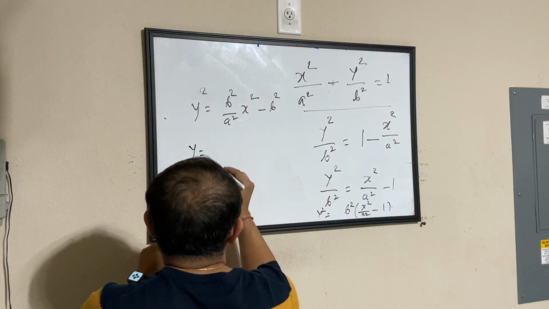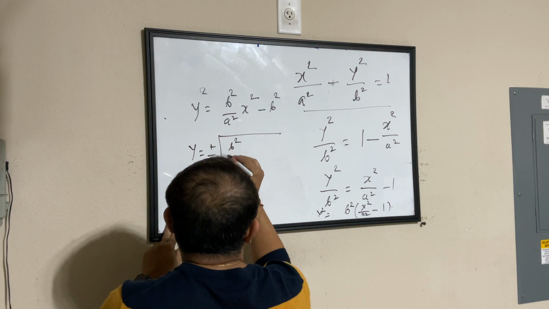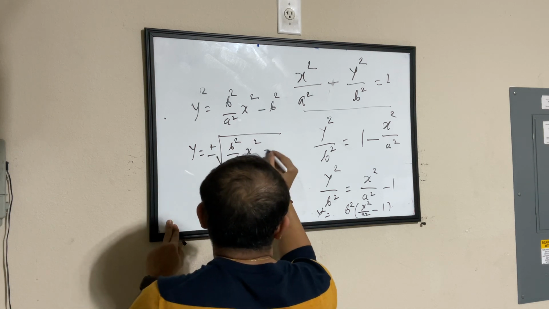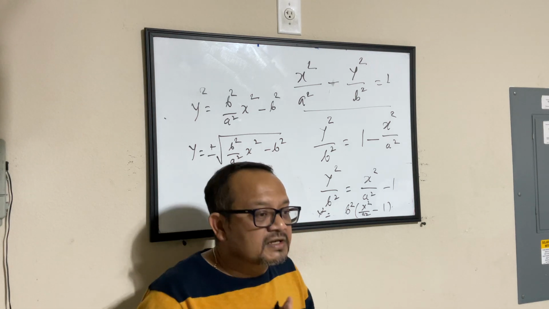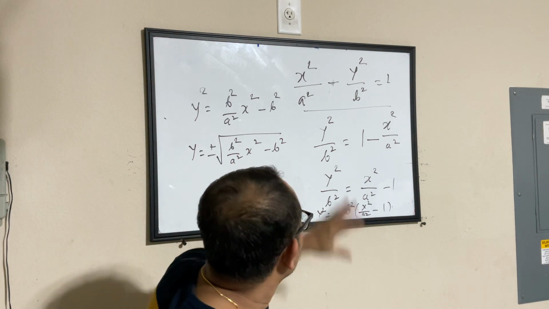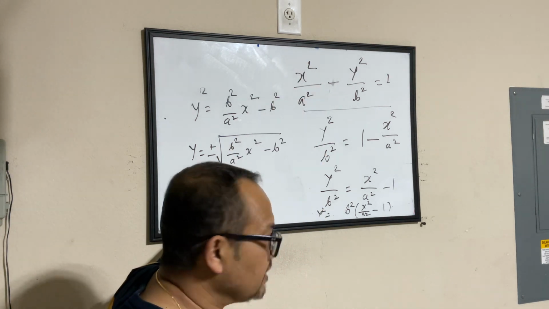So y equals the square root of b squared by a squared times x squared minus b squared. Whatever I did, even if it looks confusing, don't worry about it. From this equation, I am just finding out the value of y.